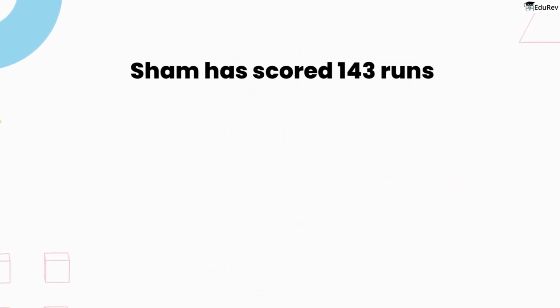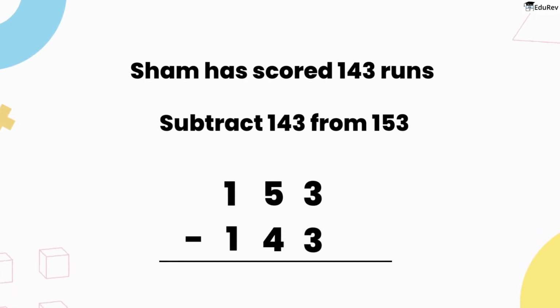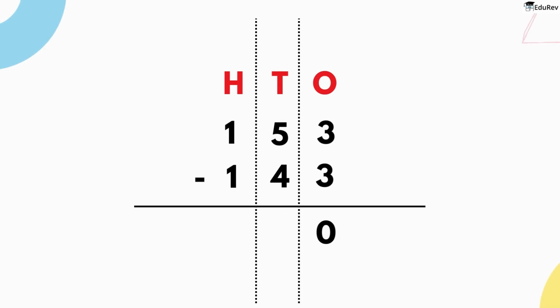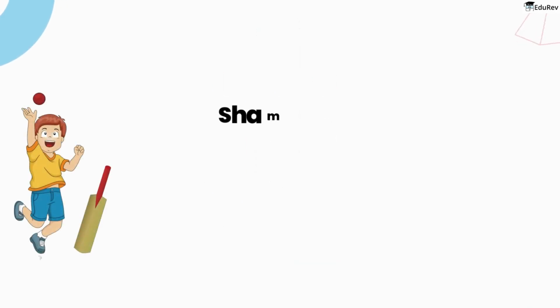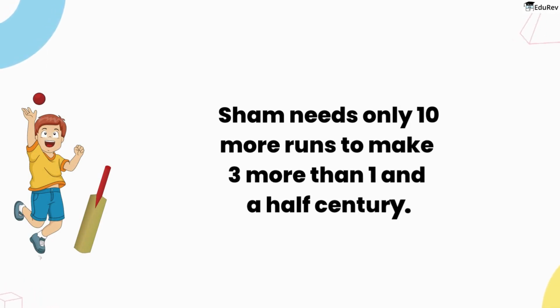Sham has scored 143 runs. We will subtract 143 from 153. 153 minus 143. In ones place, 3 minus 3 is equal to 0. In tens place, 5 minus 4 is equal to 1. Hundreds place has 1 minus 1 is equal to 0. Sham needs only 10 more runs to make 3 more than 1.5 century.